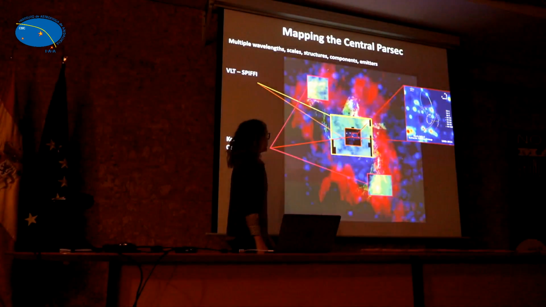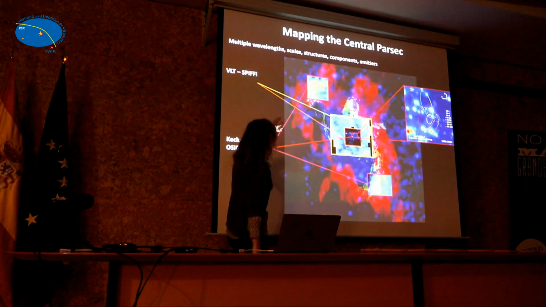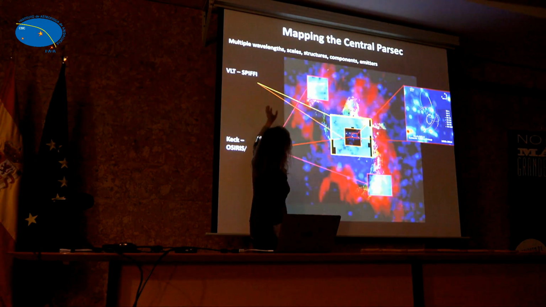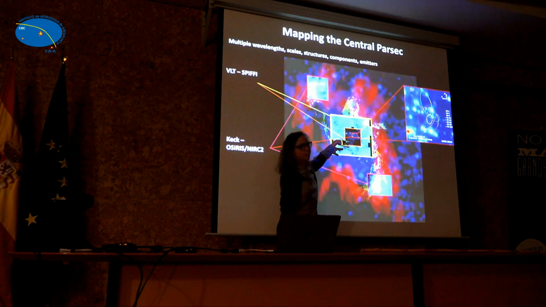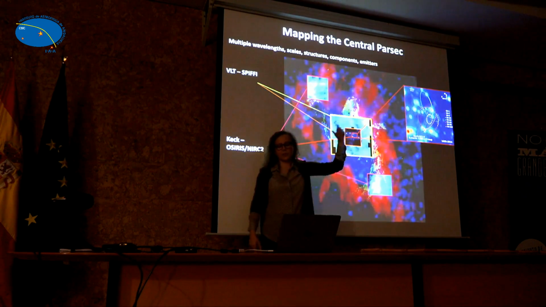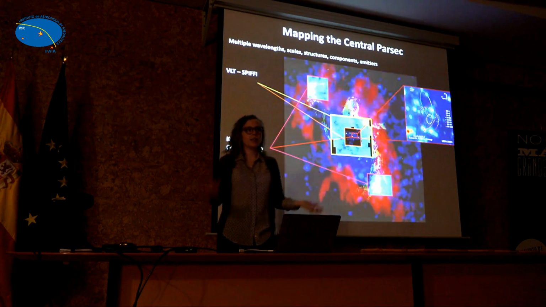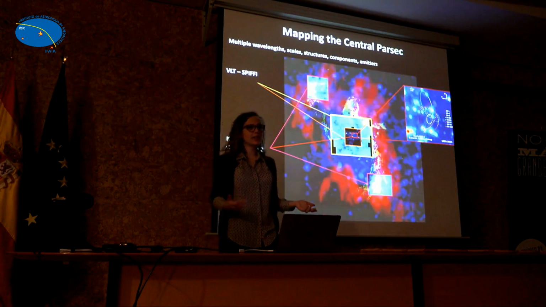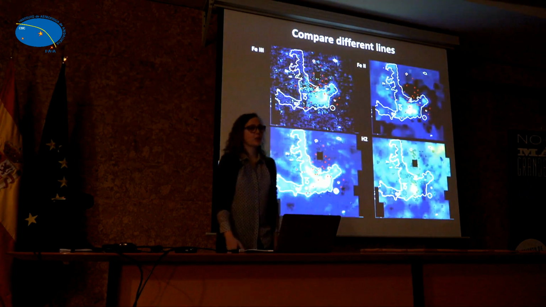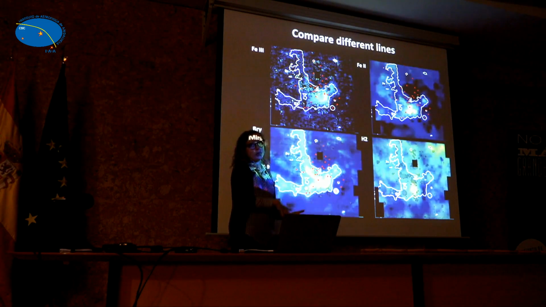So this is just a bigger picture. These are the fields that we have with OSIRIS, with VLT. We also have some bigger fields with SPIFFI that cover the whole central parsec, and we can put this all together to try to build a big mosaic that tries to solve the puzzle of the galactic center. And then, of course, I told you this is just Brackett-gamma, but you can also look at other lines.